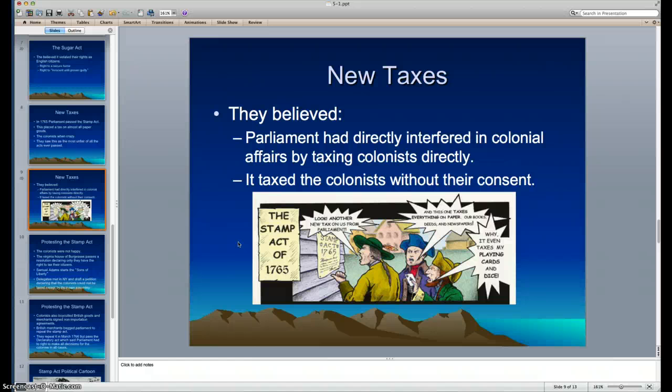And this is where you kind of get that no taxation without representation. They didn't feel like they were given a voice in Parliament, and the fact that they were being taxed by a governing body where they didn't have a representative upset them very much.